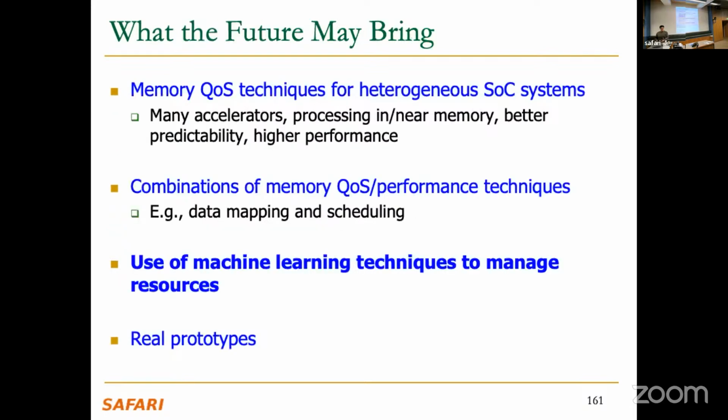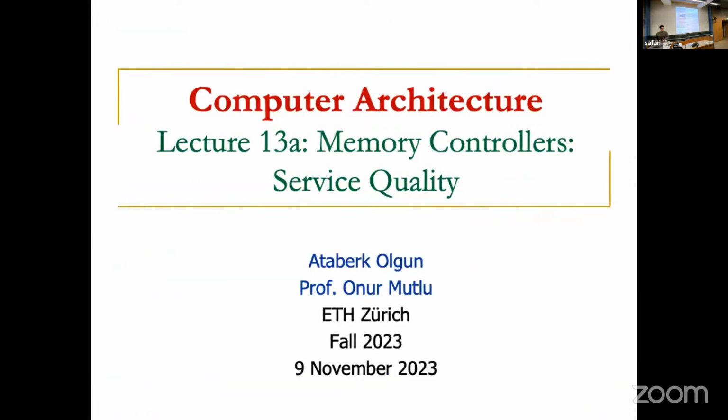In the future, we can have potentially more quality of service techniques in heterogeneous SOC systems. We can have combinations of these techniques, different combination of these techniques. Maybe we can use machine learning techniques also to manage these resources in a way to improve quality of service. And we could have real prototypes. Actually, we're working on one of them. We can have real prototypes that allow us to test and evaluate these scheduling techniques, real in the sense that it's actually a real hardware chip or a device. Okay, that concludes my part of the lecture and quality of service in general.